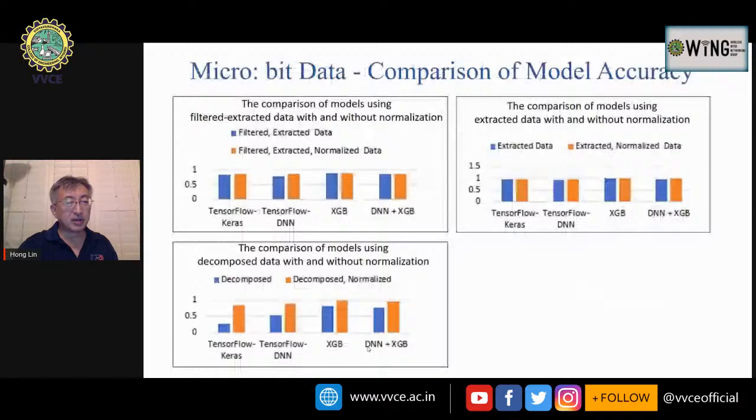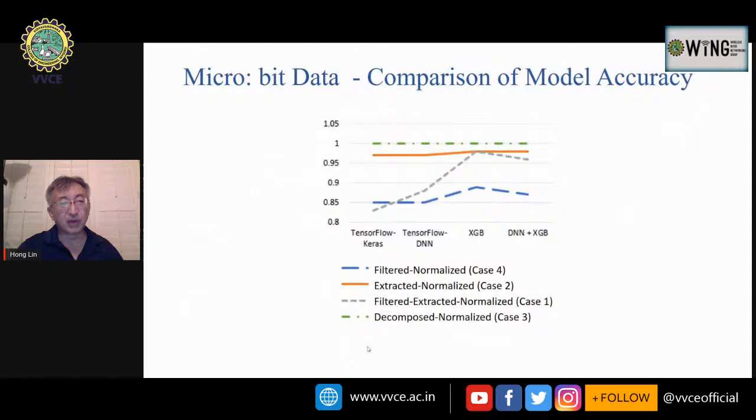So now this chart shows the comparison of different models and also different processing procedures. This one shows four different combinations of methods and the comparison of their performance. The one that performs the best is the EMD decomposition, where we use the decomposed data to do the modeling. So that one gives us the best performance.